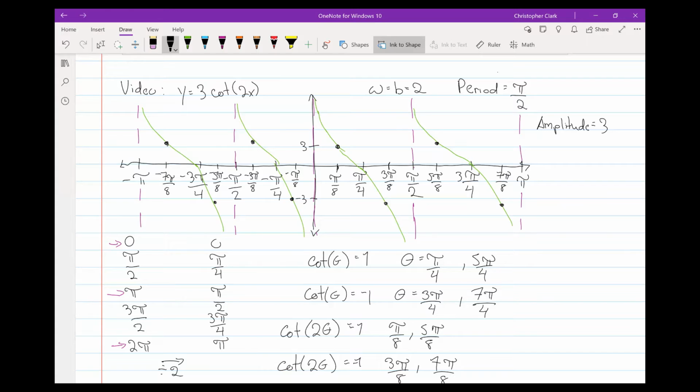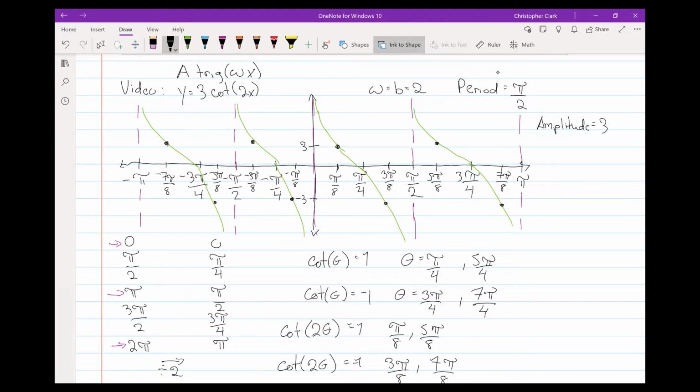First and foremost, we need to look at our equation that is of the form a trig function. We'll write it like this, omega x. In this case, our omega is our b, as another form, and it's equal to 2. So the normal period of cotangent is just pi. We take the period and divide it by 2, so that gives us pi over 2.